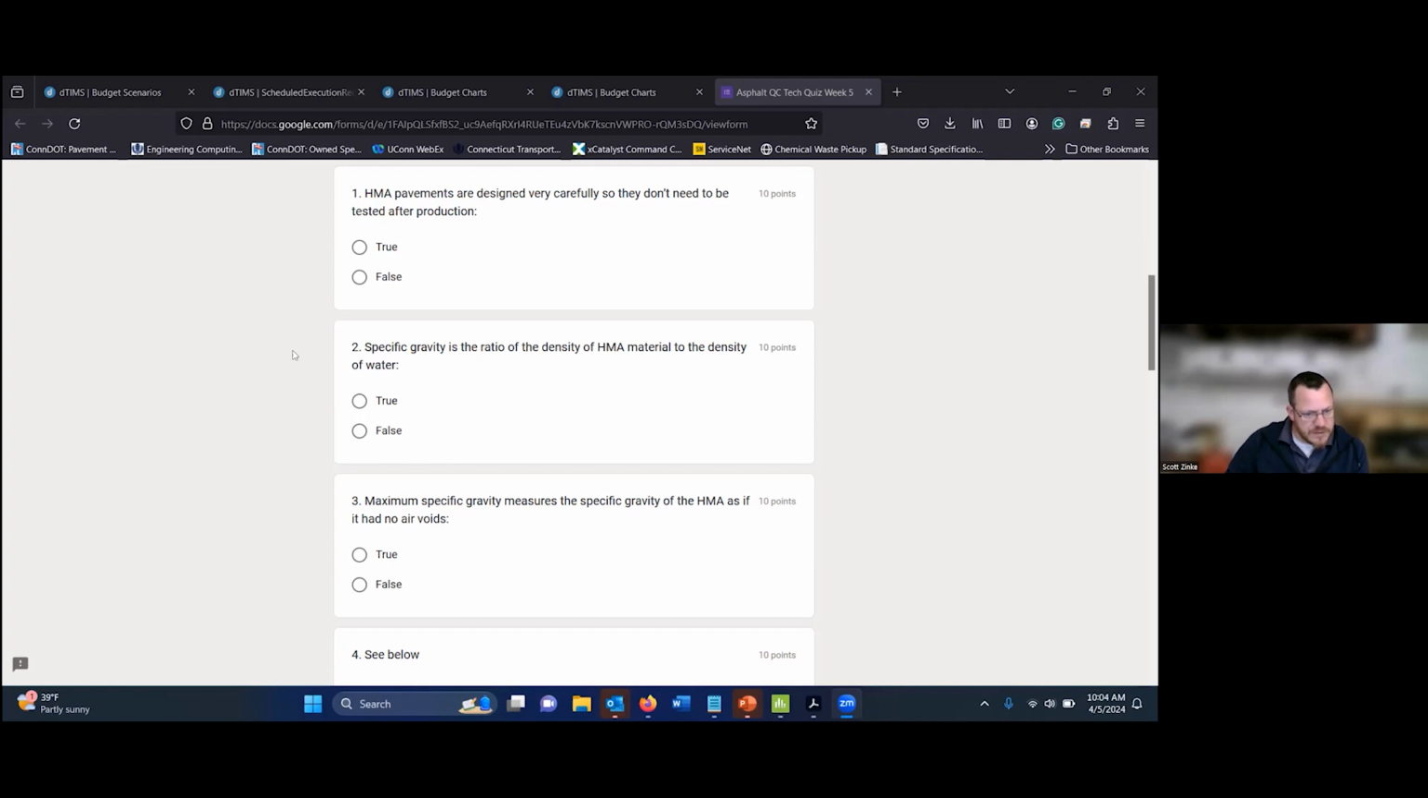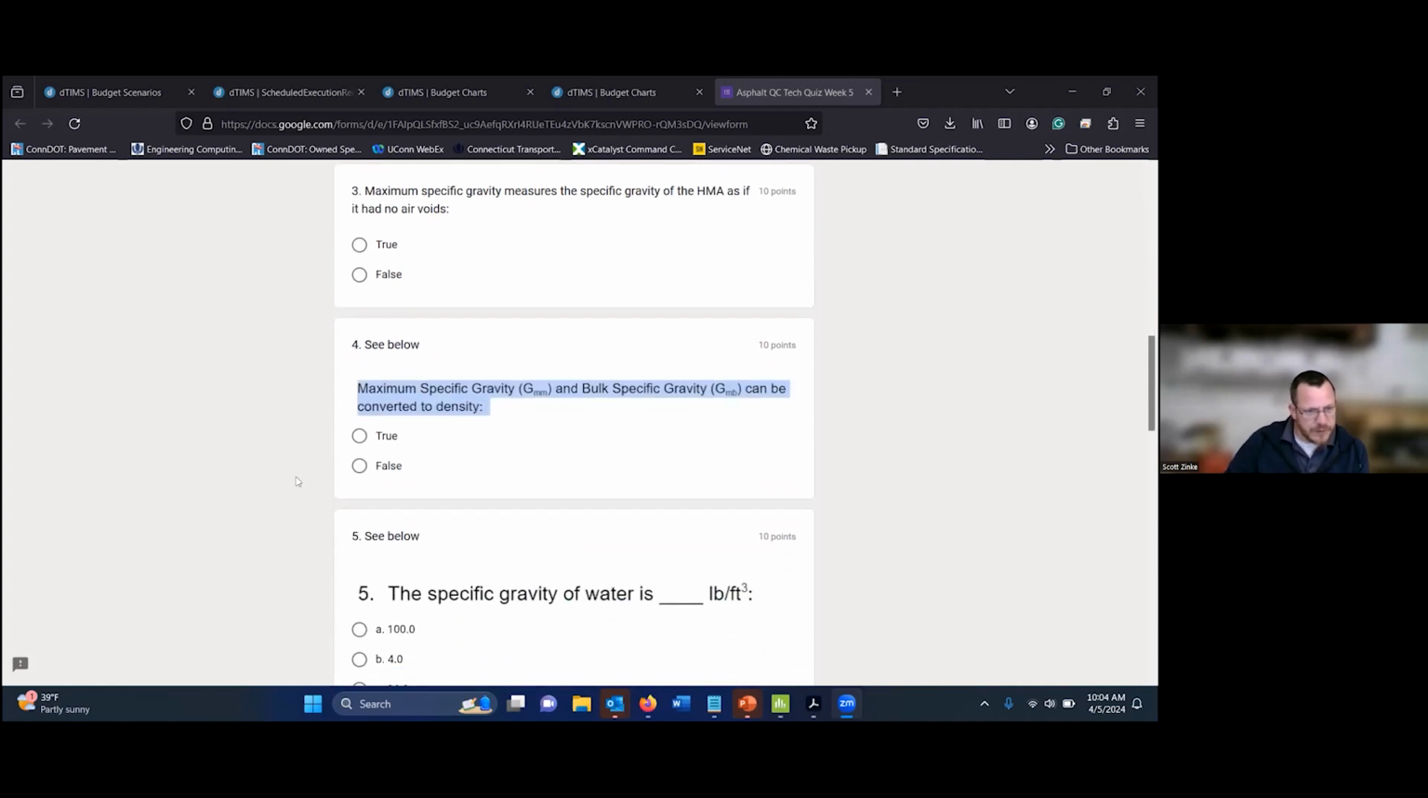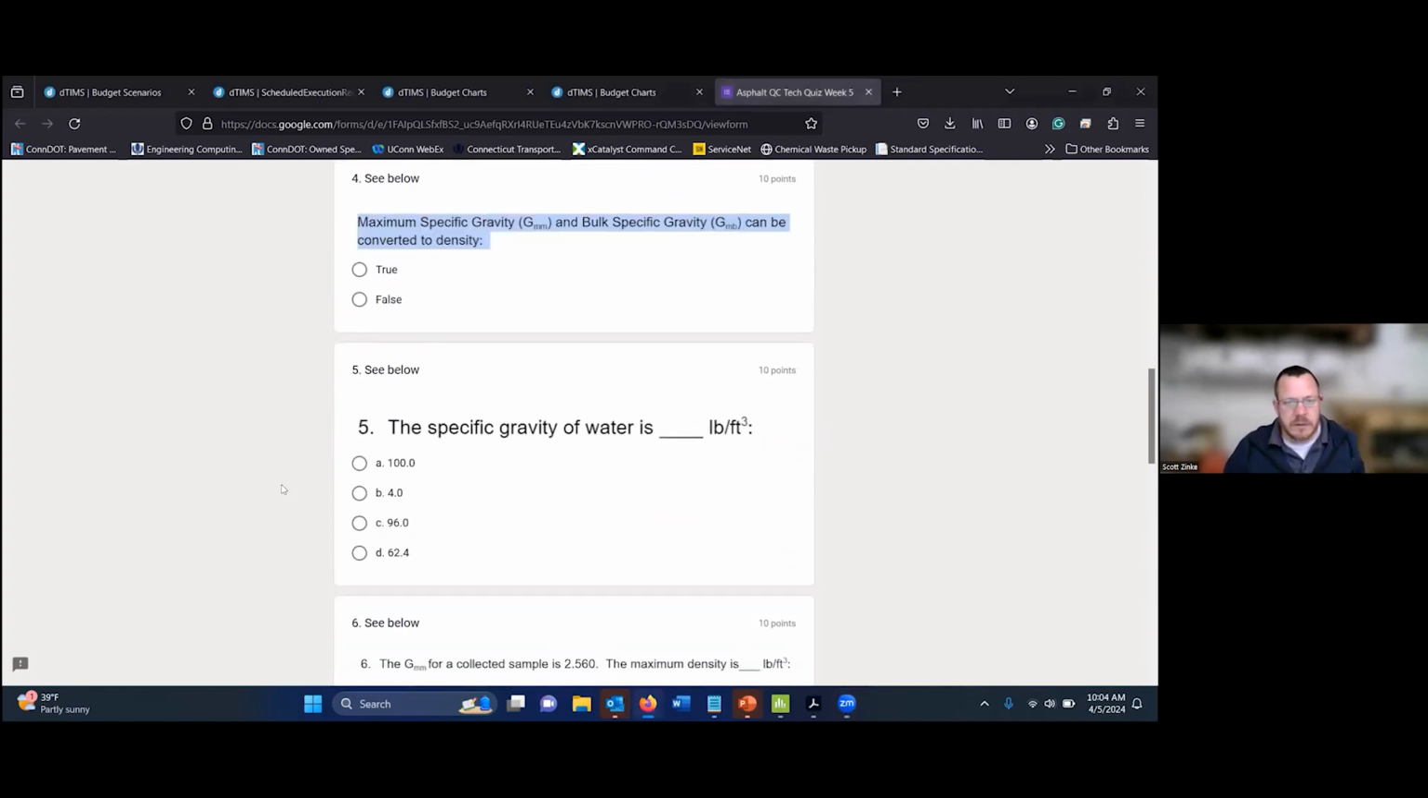Right. Let's see, Alex, if you could scroll. There we go. Okay. Number four, maximum specific gravity, GMM, and bulk specific gravity, GMB, can be converted to density. If you answered true on both of those, you'd be correct.